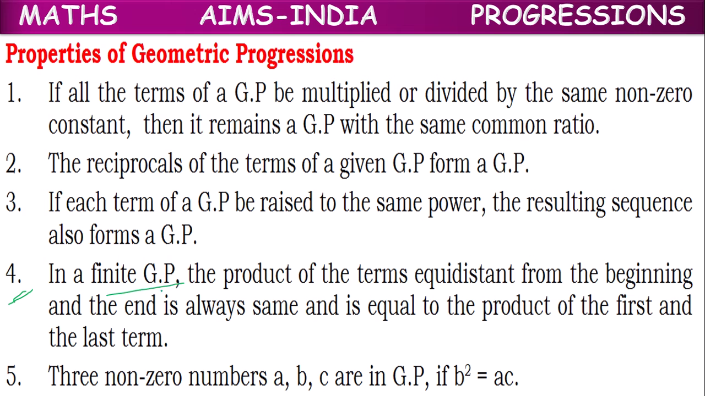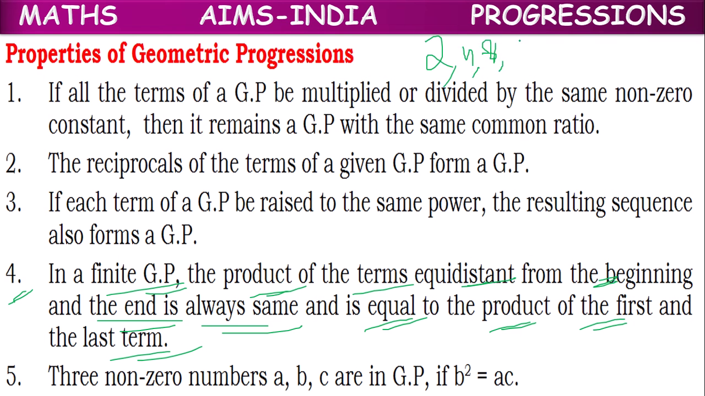Next, in a finite GP, the product of the terms equidistant from the beginning and the end is always the same and is equal to the product of the first and last term. Means if 2, 4, 8, 16, 32, 64, here the product of the first and last term is equal to 2 into 64.